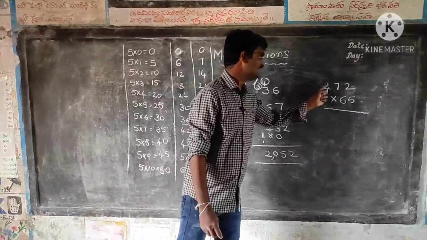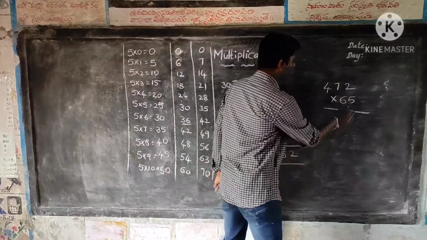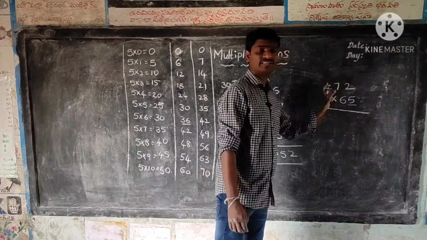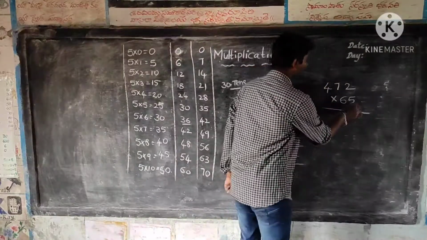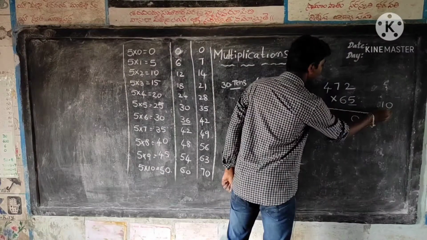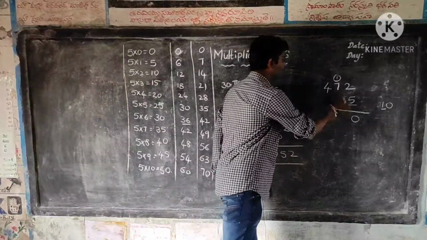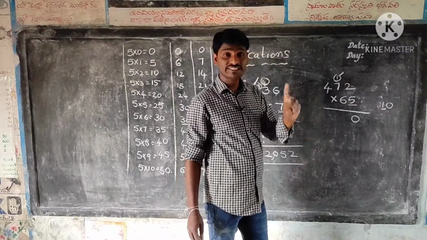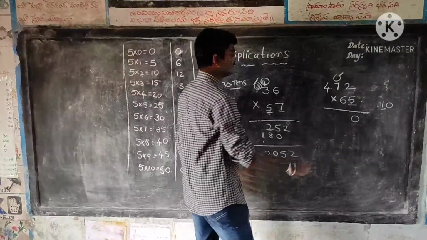Okay, 472 into 65. First of all, we are multiplying the number with the ones place digit. 5 2s are 10. So you write the 0 here and 1 is given as a carry. And 5 7s are 35, and 35 plus carry 1, next number 36.